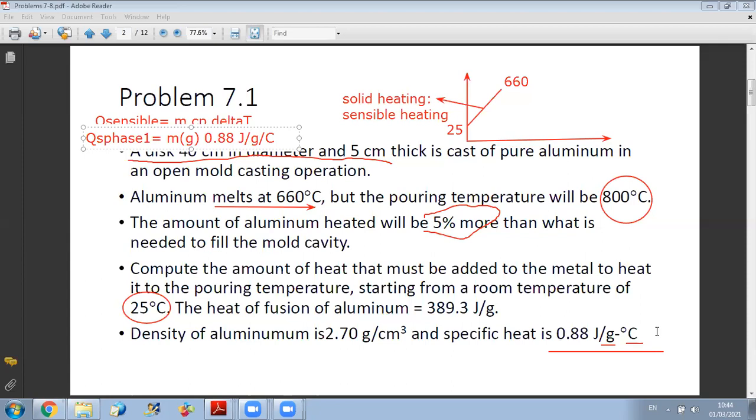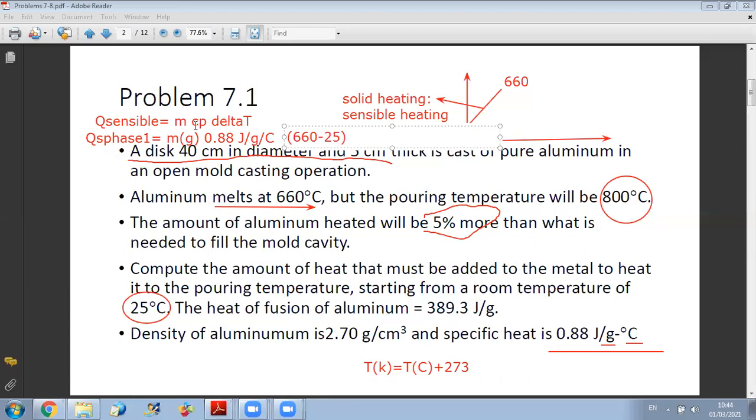Why? Because you have just a constant difference between them. We know that T in Kelvin is equal to T in degrees plus 273. So if you calculate delta T in Kelvin or in degrees, it's the same value because this constant will be subtracted, so it will not affect your result. So now here, since temperatures are already given in degrees, delta T is 660 minus 25.